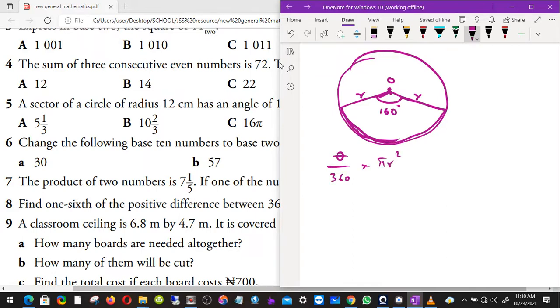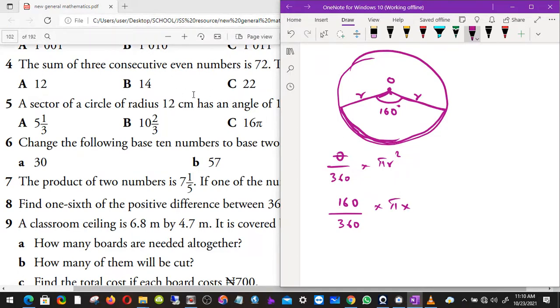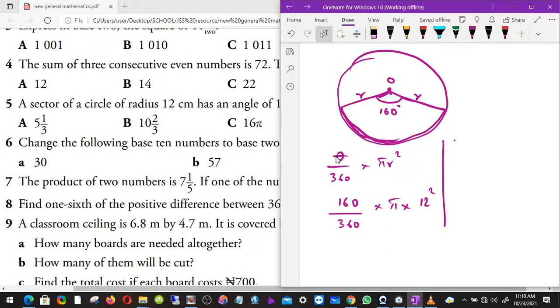Theta in this case is what? 160 over 360 times pi. They said we should leave the answer in terms of pi, so don't substitute pi. Then the radius is given to us as what? 12 cm, right? So 12 square. So that gives us what? 160 over 360. Let's start cancelling. 0 cancel 0. 16 over 36 times pi times 12 squared, which is 144, times pi, right?